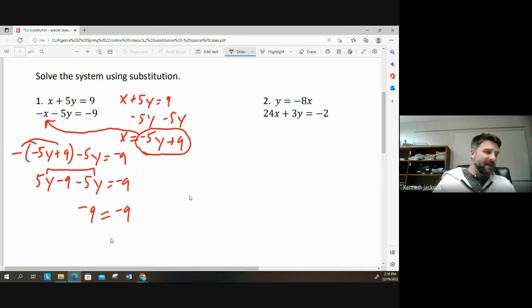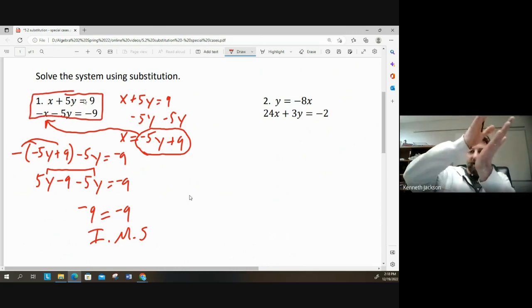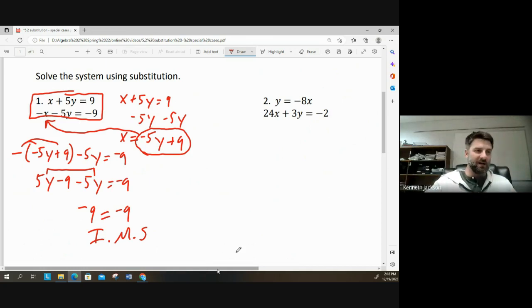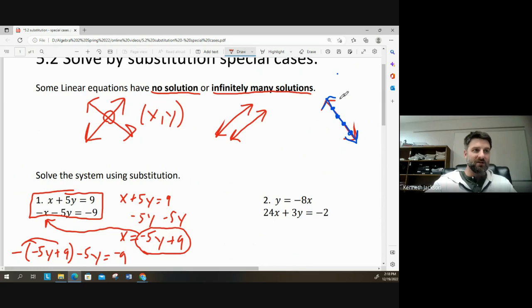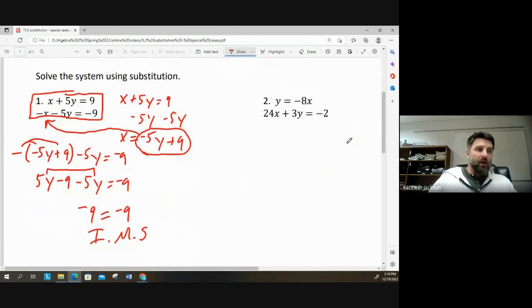And if we have a true statement, what we would say is infinitely many solutions, which means these two lines are the exact same equation. One of them just has a negative run through it. These two lines lie right on top of one another. They have an infinite number of points they share in common. And again, if we look at a picture, it would look like this last one over here with the red and blue.